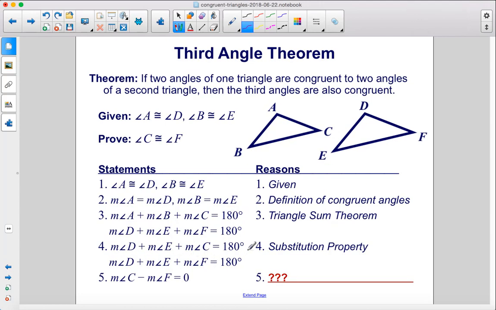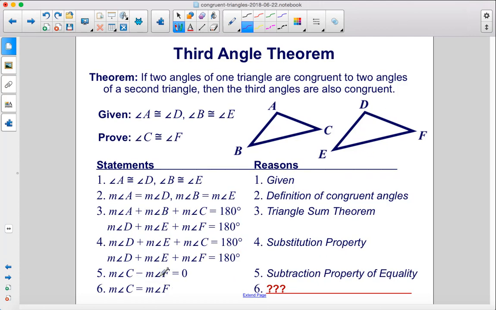But this is the substitution property. If we were to set these equations all equal to each other and then subtract everything out, we would have this one subtracting this one, so these two would cancel out. This subtracts this, those cancel out. 180 minus 180 cancels those out to 0. So we get, finally, the measure of angle C minus the measure of angle F equal to 0. That is the subtraction property of equality.